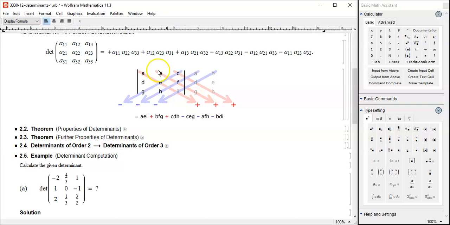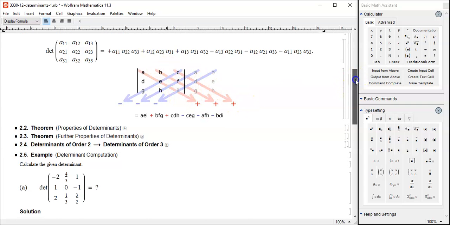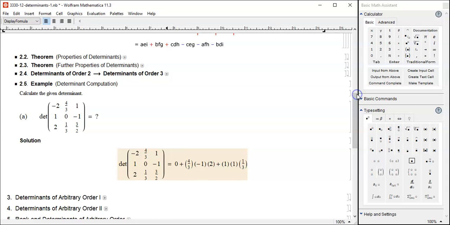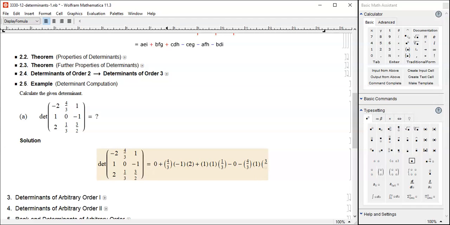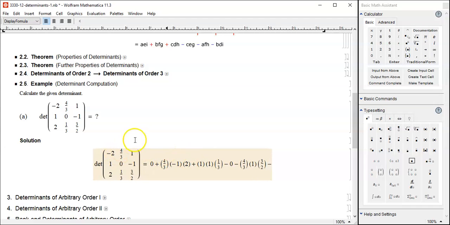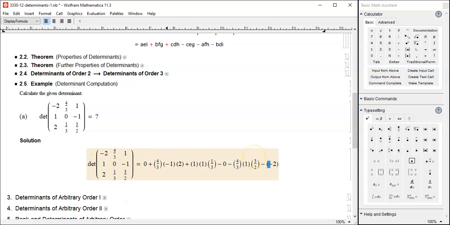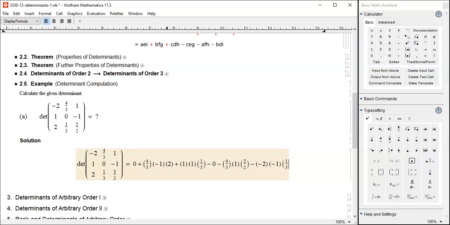I covered these. Principal direction I did. Now subtract this direction. And that's 0 because of the 0 right here. And these two numbers and this one. So minus 4/3, 1, and 3/2. So this direction, these two numbers and last one. And this one number and these two numbers: negative 2 and negative 1 and 1/3.